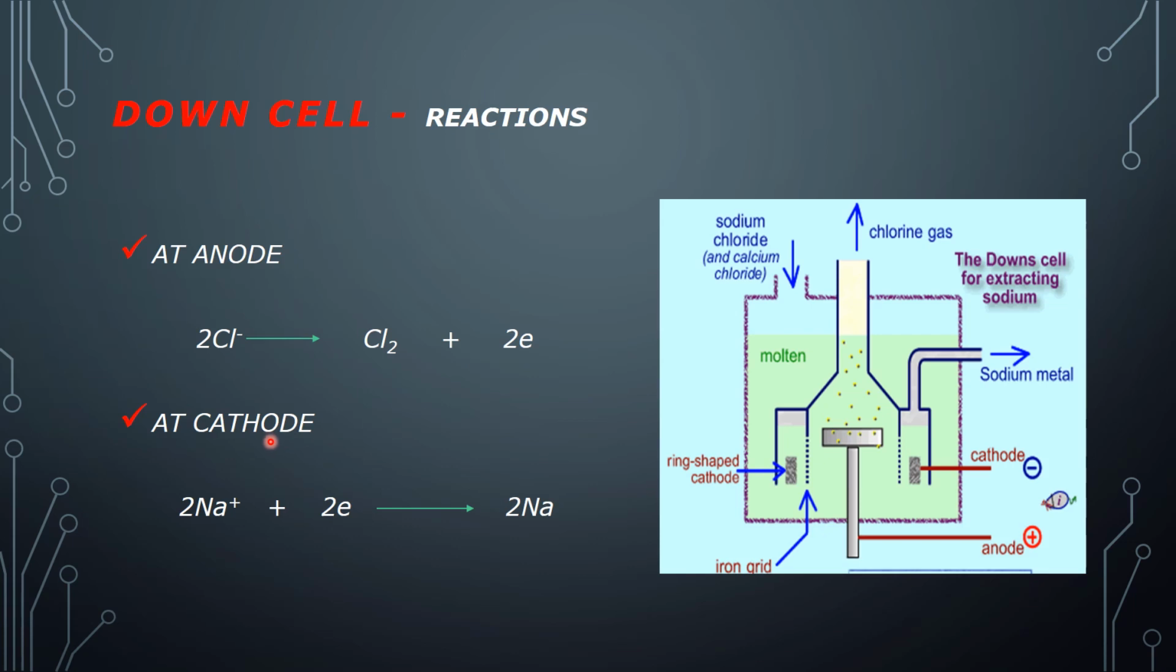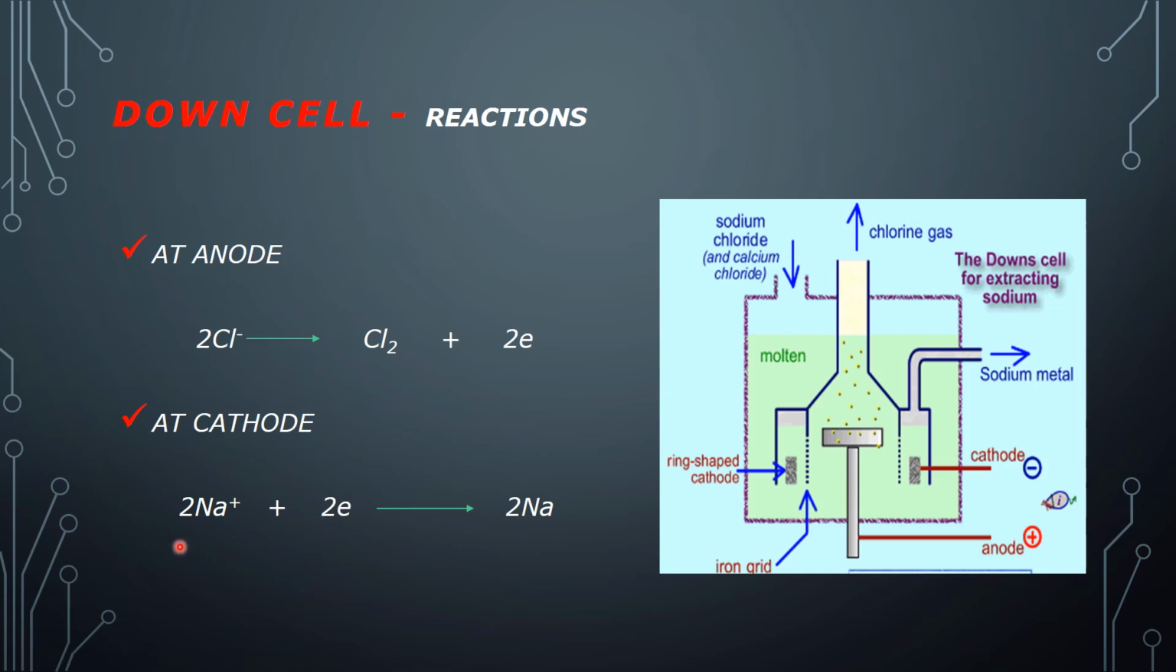At cathode, reduction takes place. Reduction means gain of electrons. Here, sodium carries a positive charge. This positive charge indicates that sodium has lost electrons. In order to become neutral, it must gain electron.